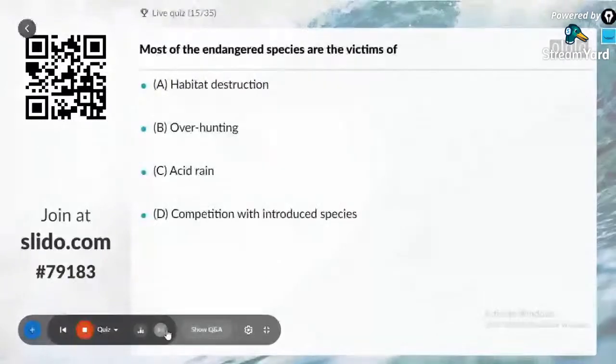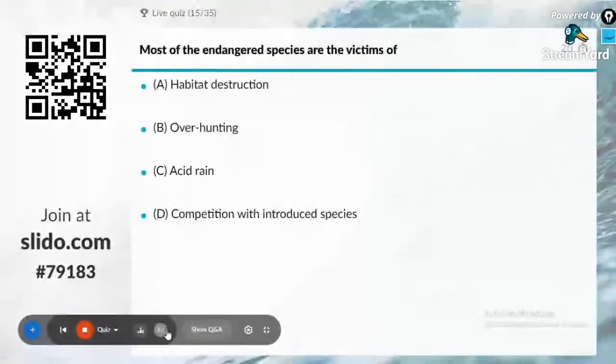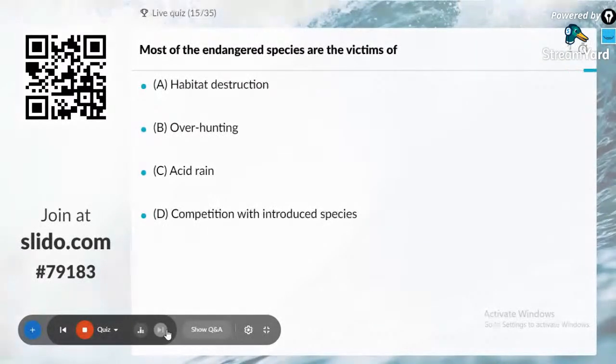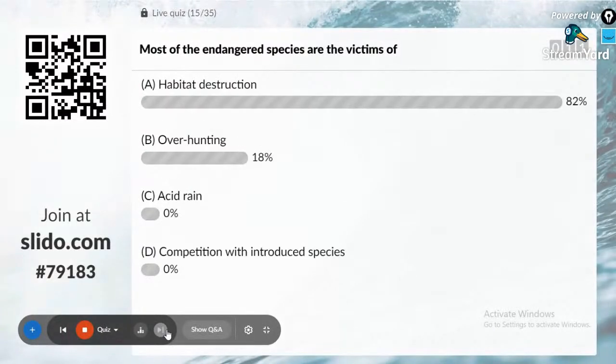Most of the endangered species are the victims of: A, habitat destruction; B, overhunting; C, acid rain; D, competition with introduced species. Yes. Guys, it is habitat destruction. 16th question on the screen.